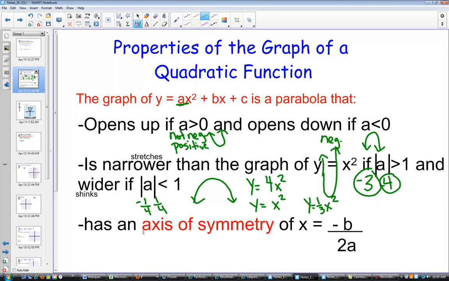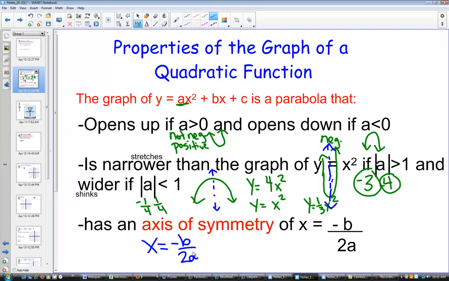The axis of symmetry is something new today. We talked a little bit about it, but it's where we cut this in half to make it symmetrical on both sides. We talked about it just being a line right through the middle, but I'm going to tell you how to find it, because there's an equation to that line. The equation of this line is x equals negative b over 2a.